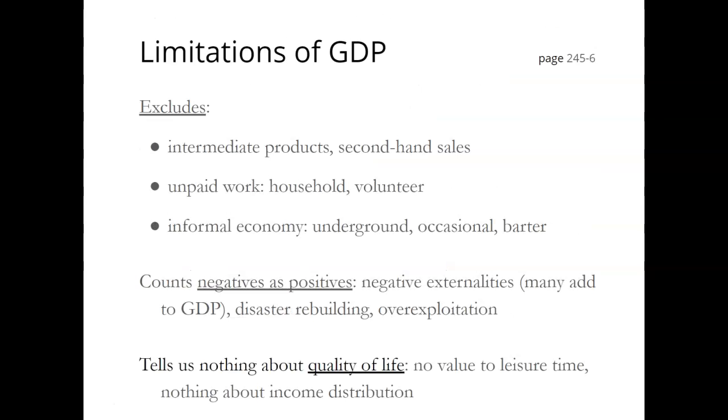What are some limitations of GDP? It does not include intermediate products. What's an intermediate product? Well, if you are making a candle, you need wax. Wax is an intermediate product, so it doesn't count. It also doesn't count if I sell my old car to somebody else. It doesn't account for that. It doesn't account for unpaid work.